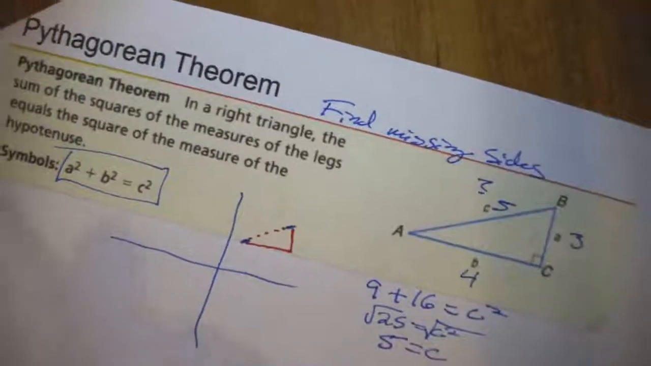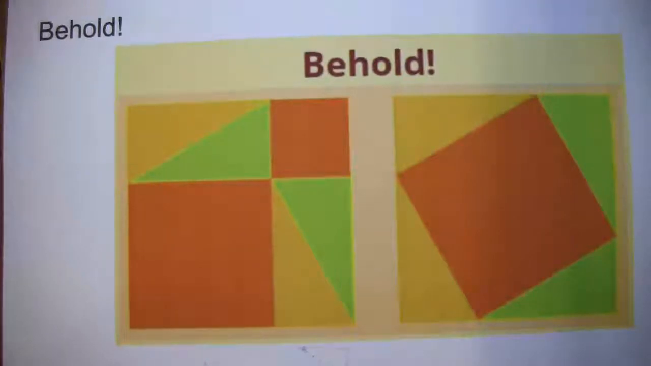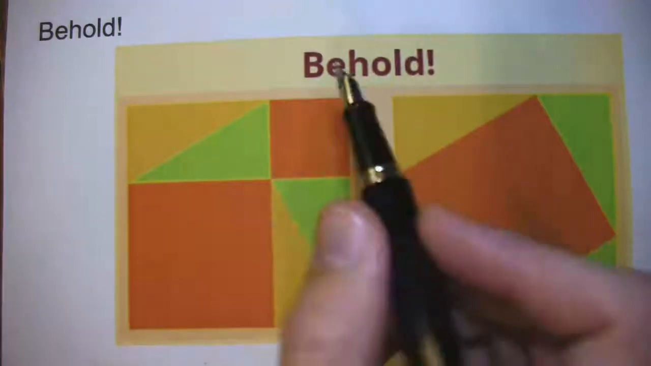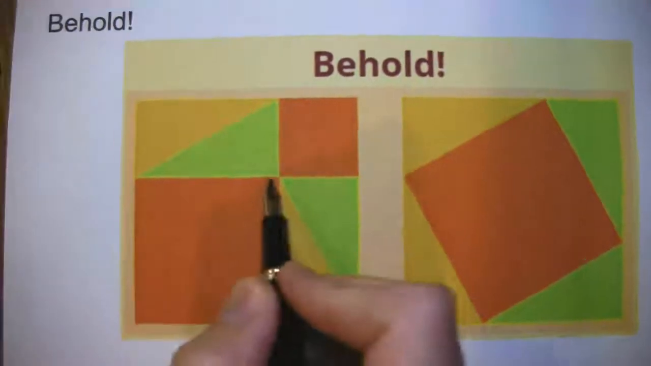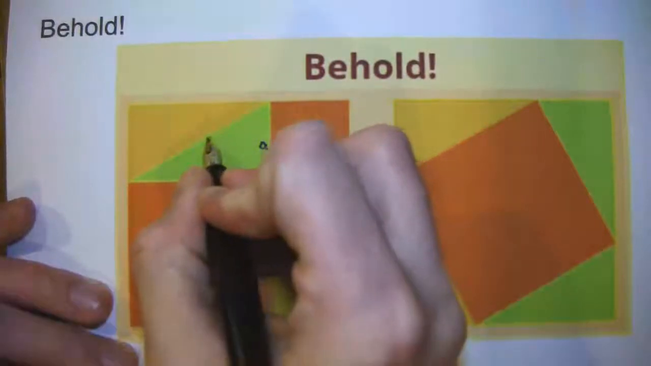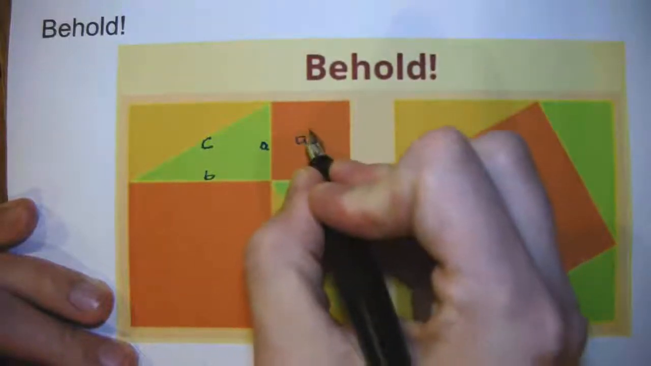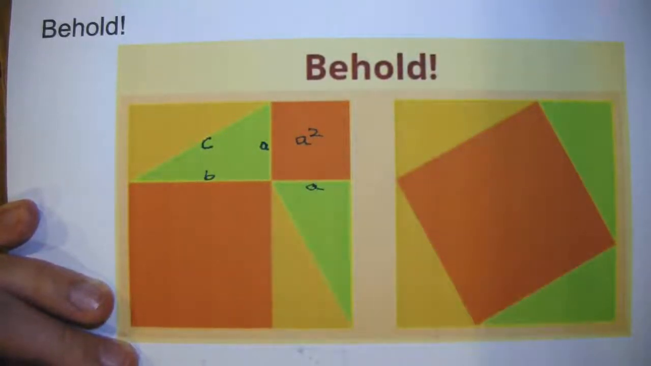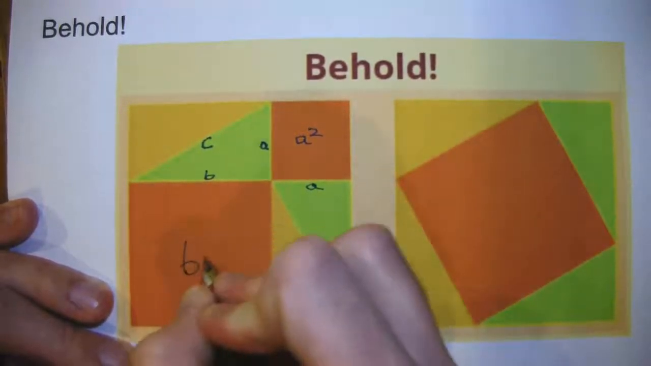So onward and upward. Here's my favorite proof of the theorem, all right? It was developed in India many, many years ago, and the mathematician that developed it simply had one word to describe his work, and that is behold. So take a look. Here's that right triangle again. If this is side A, and this is side B, and this is side C, notice what you can do. Here we have A squared. Notice it's A by A. Here we've got B squared, side B and side B, so this is B squared.